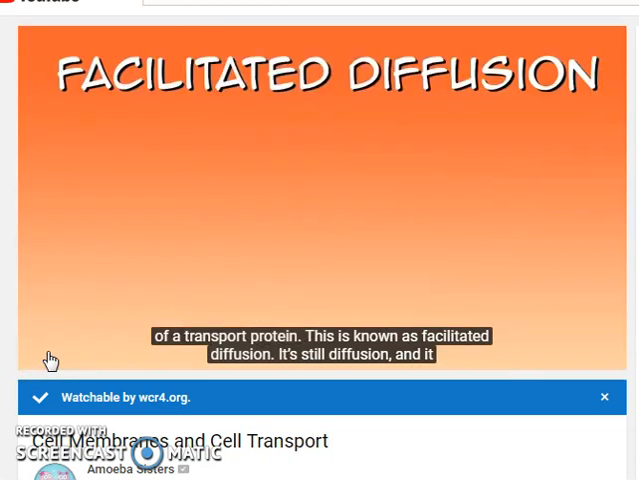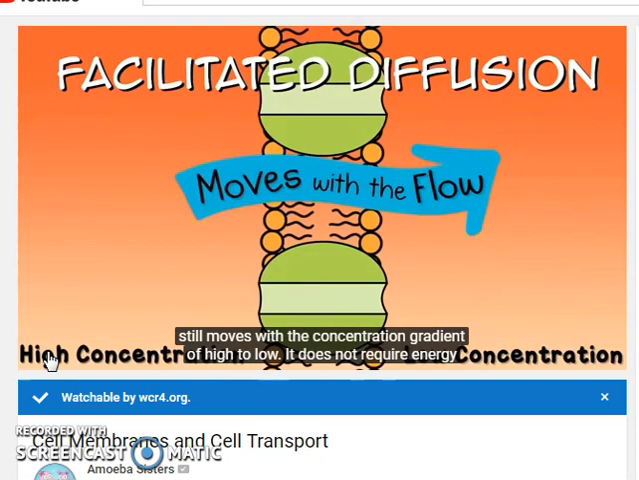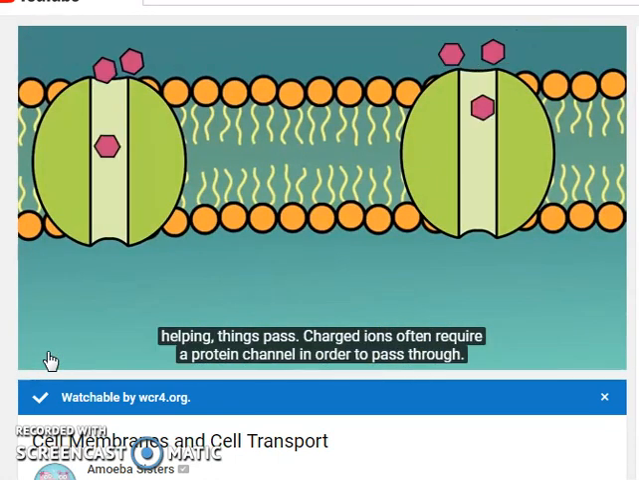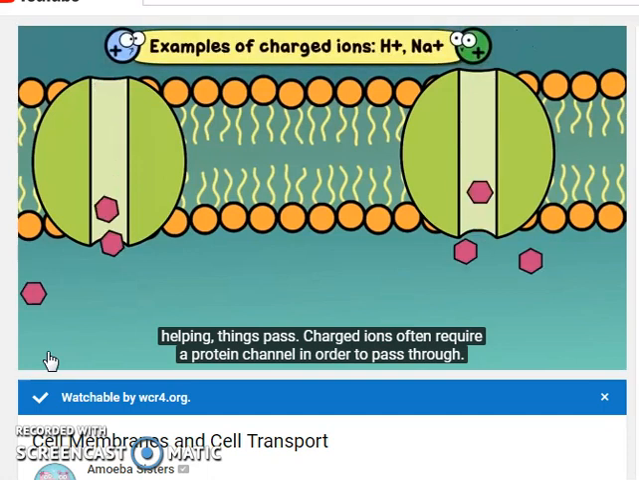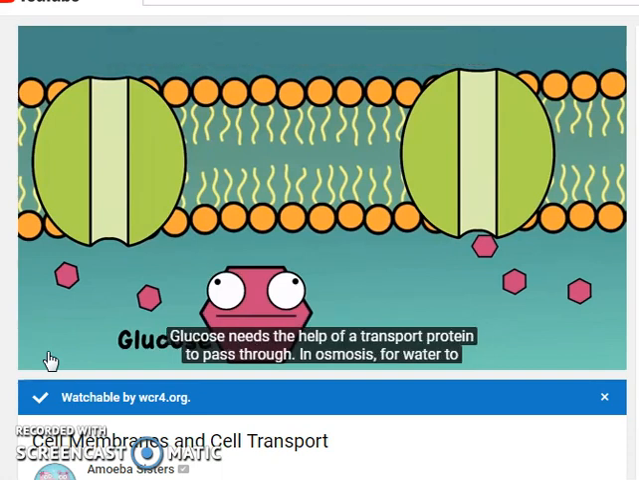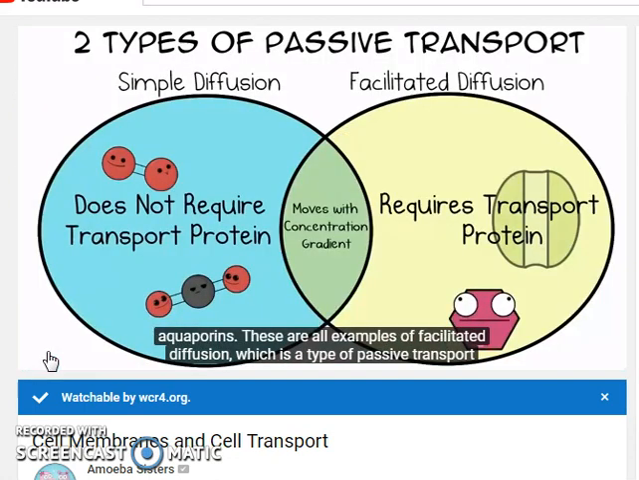This is known as facilitated diffusion. It's still diffusion, and it still moves with the concentration gradient of high to low. It doesn't require energy, though, so it's also a type of passive transport. It's just the proteins are facilitating or helping things pass. Charged ions often require a protein channel in order to pass through. Glucose needs the help of a transport protein to pass through. In osmosis, for water to travel at a fast rate across the membrane, it passes through protein channels called aquaporins. So these are all examples of facilitated diffusion, which is a type of passive transport and moves with the concentration gradient of high to low concentration.